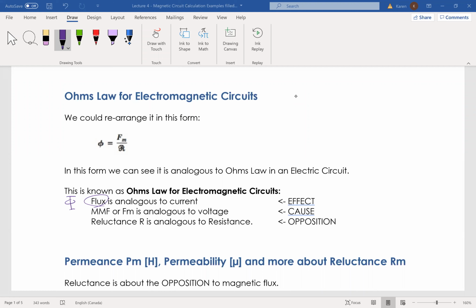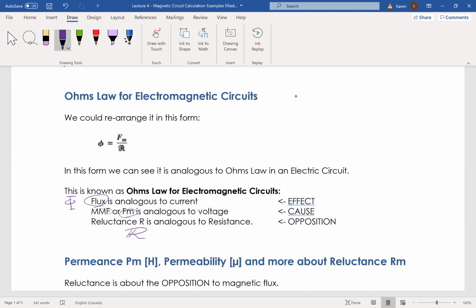And then we talked about FM or MMF. It doesn't matter which symbol you use, but that's the cause. That is what induces the flux. So that's kind of like voltage. And we talked about reluctance. So I write reluctance with a fancy R. Reluctance is sort of like resistance or the opposition to the flux in a magnetic circuit.